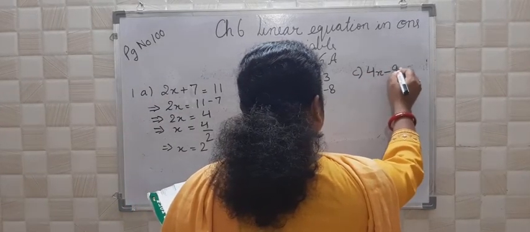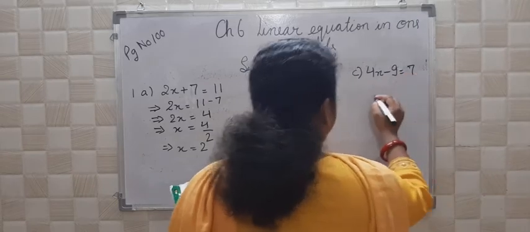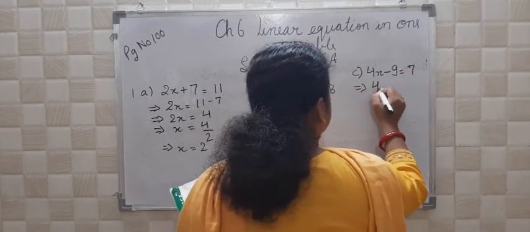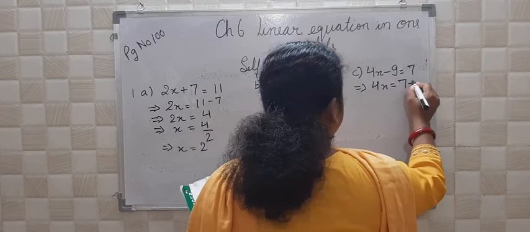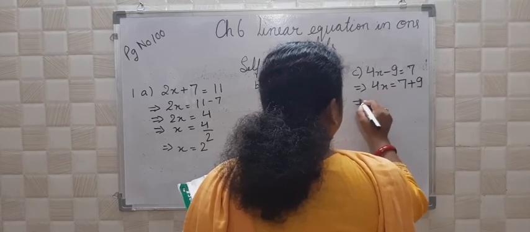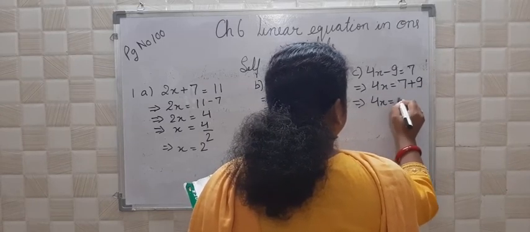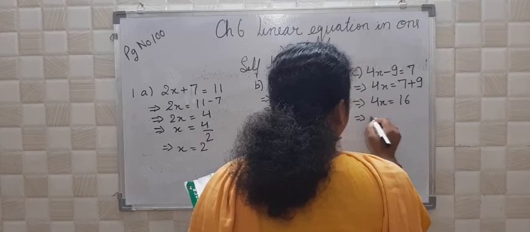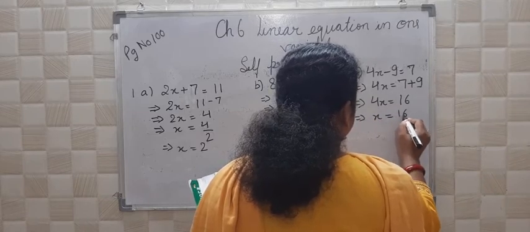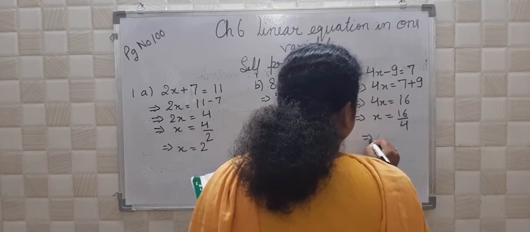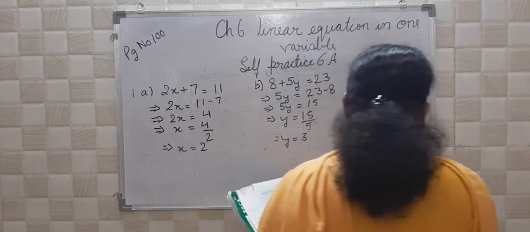4x minus 9 is equal to 7. So 4x is equal to 7 plus 9, and 4x is equal to 16. So x is equal to 16 by 4. x is equal to 4.